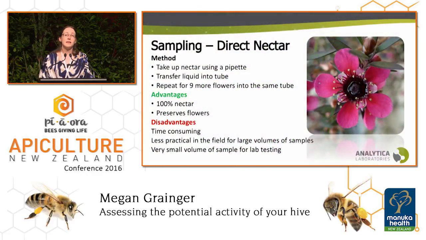So at Analytica, we recommend 4 different sampling methods. I'll step you through these, as this is quite a common question we get. So the first is directly sampling the nectar. So this is being the bee. We're taking a pipette and we're sucking the nectar directly off each flower into a tube. And to make one sample, we take nectar off 10 different flowers into this single tube to send to the lab.